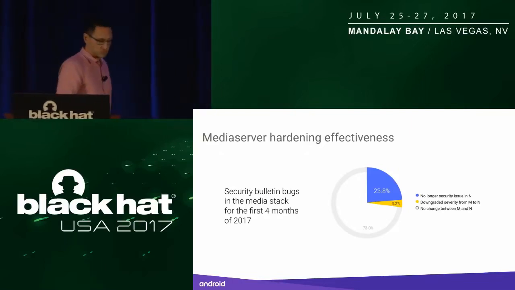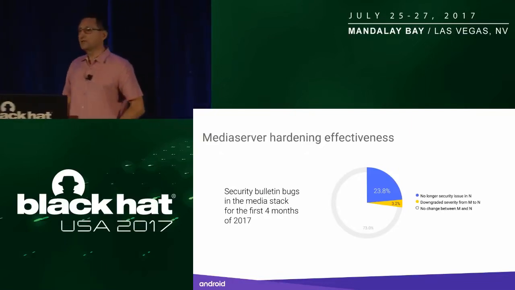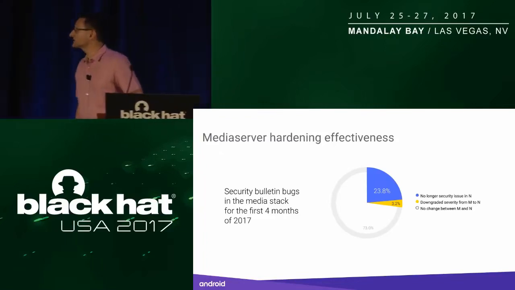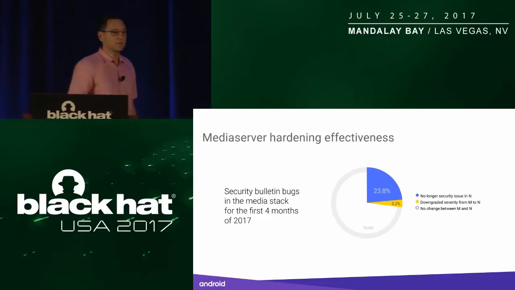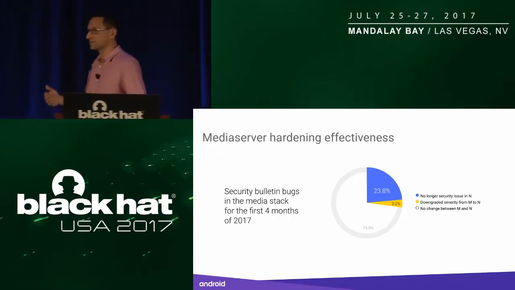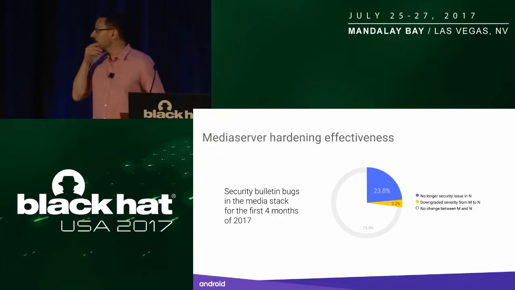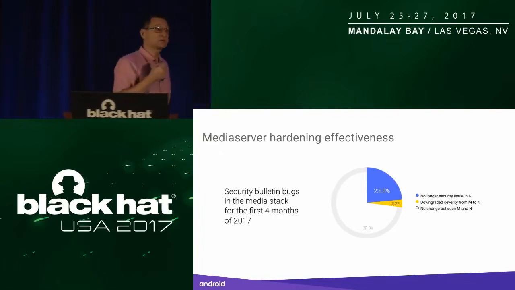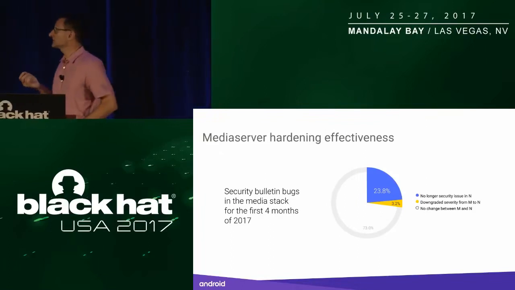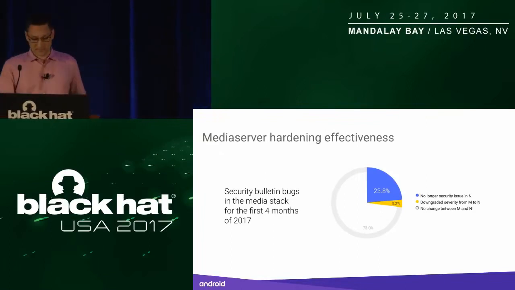23.8% of them are no longer even a security bug in Android because of the additional mitigations we put in place. 3.2% of them had a lower severity because of the lack of reachability, because of the containment models that we have in place. So you talk about reducing security vulnerabilities by 25%. That's huge. So it's something I was really happy about.